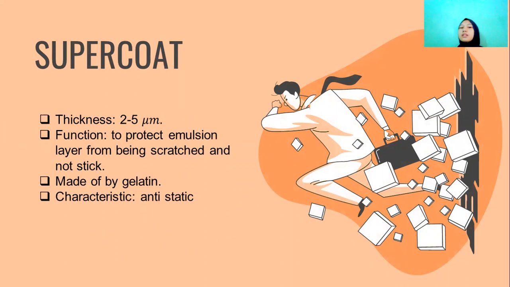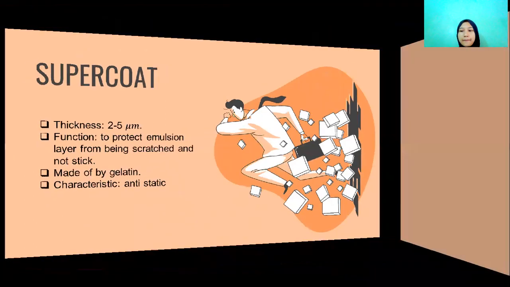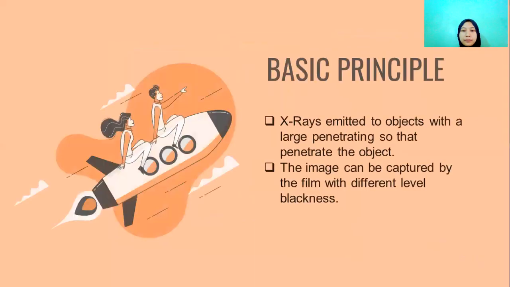The last composition is supercoat. Supercoat has a thickness of 2 to 5 micrometers. It has the function to protect the emulsion layer from being stretched and from sticking. Supercoat layer is made of hardened gelatin. Supercoat layer has the characteristic of being antistatic.